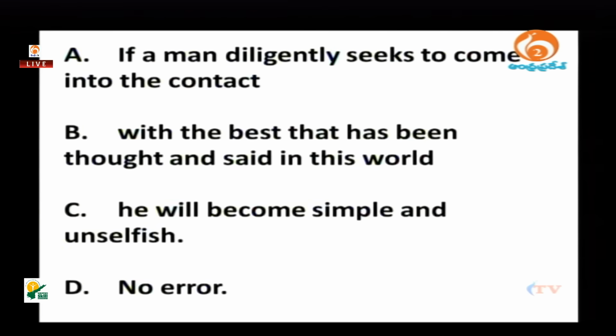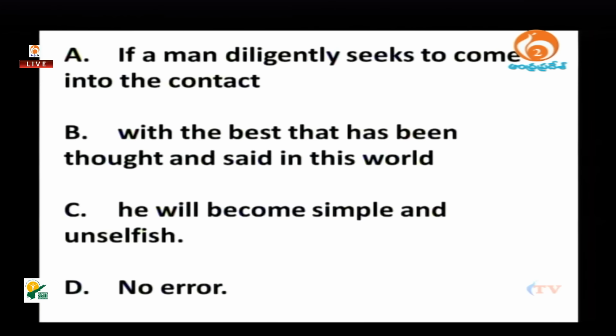Alright, let's go to the next one. If a man diligently seek to come into the contact with the best that has been thought and said in this world, he will become simple and unselfish. A little longer sentence, I am going to read this again. If a man diligently seeks to come into the contact with the best has been thought and said in this world, he will become simple and unselfish.